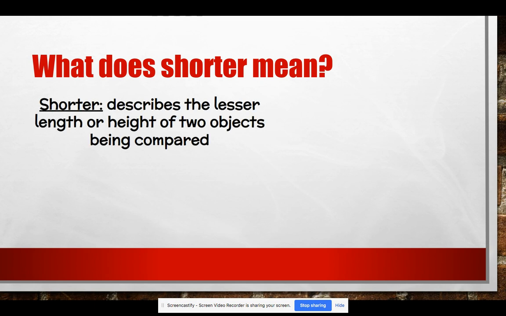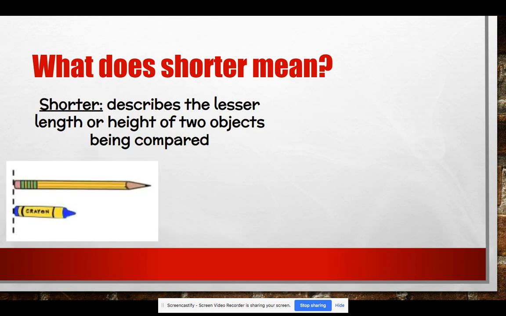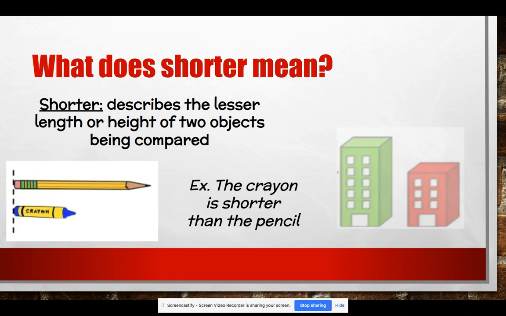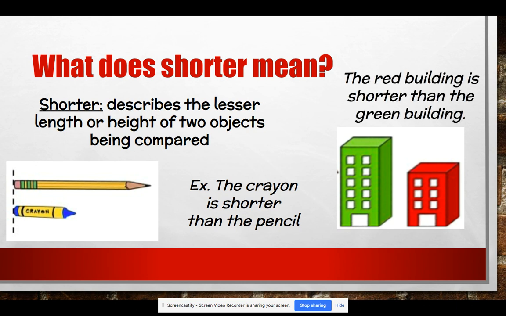So that's longer. What does shorter mean? Shorter describes the lesser length or height of two objects when being compared. So first, let's think about length. We have the pencil and the crayon again. If we're thinking about shorter, we would say that the crayon is shorter than the pencil. It has less length than the pencil. Now let's think about height. If we're looking at height, we would say that the red building is shorter than the green building. The red building is not as tall as the green one, it is shorter. It has a lesser height.